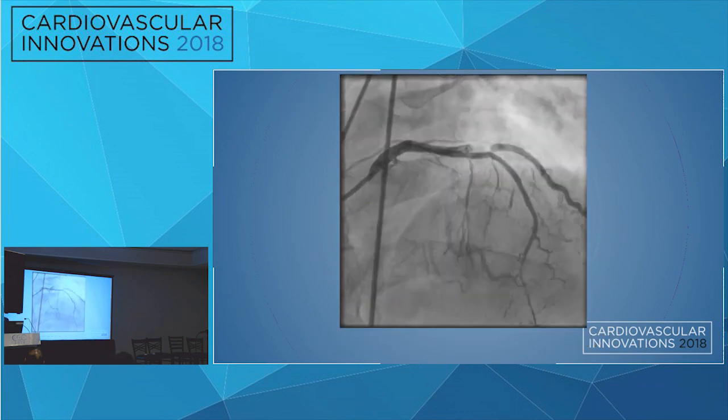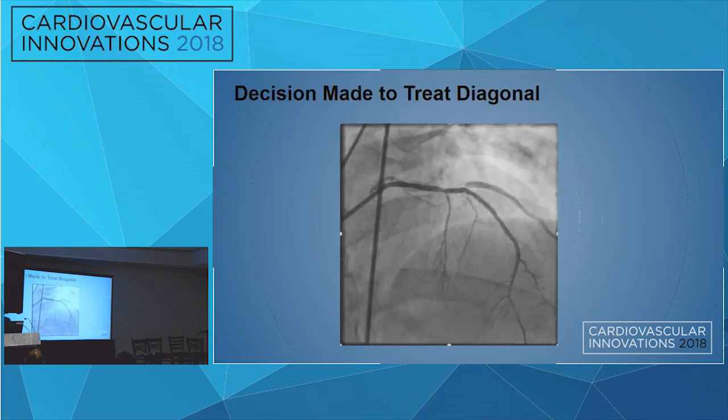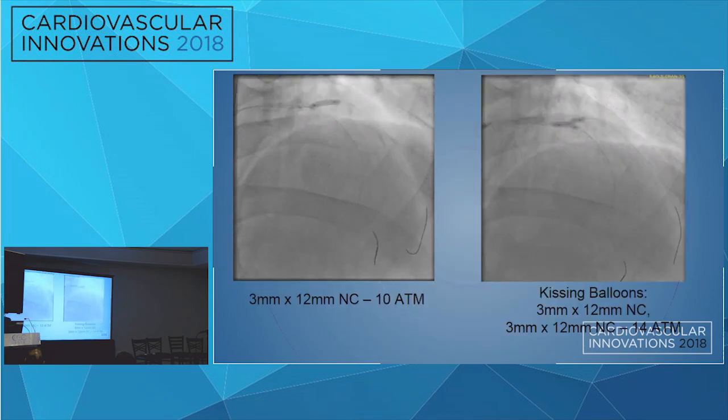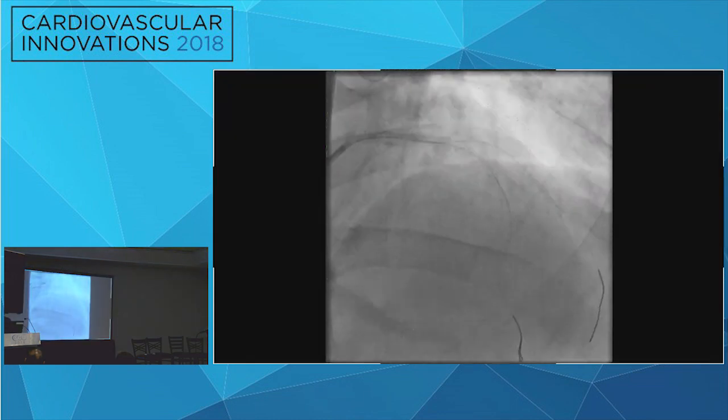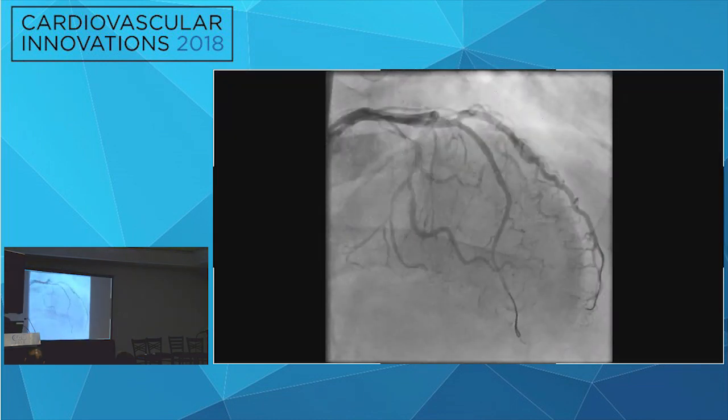This was the result after our initial stent. We decided to treat the diagonal with a 3.0 balloon, and then eventually performed kissing balloons into the LAD. This is our subsequent picture.